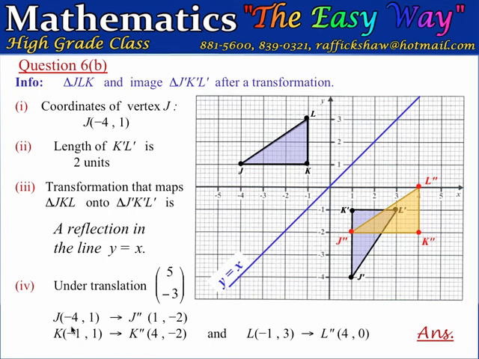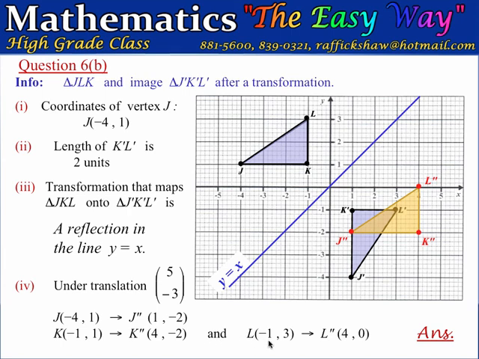We could have also calculated these coordinates by adding these values to the coordinates of the original points. So for example, we could say the coordinate negative 4 plus 5 would give us 1. And we could say 1 minus 3 gives us negative 2. So we could add the values in the translation matrix to the coordinates of the point. And again, for the point K, it would be negative 1 plus 5 equals 4, and 1 minus 3 equals negative 2.